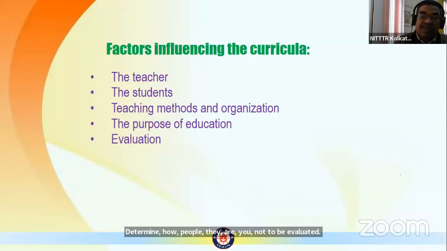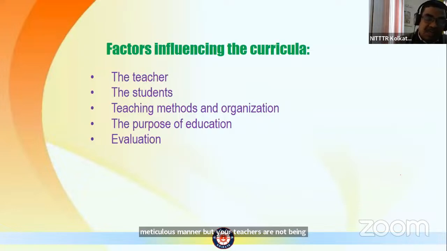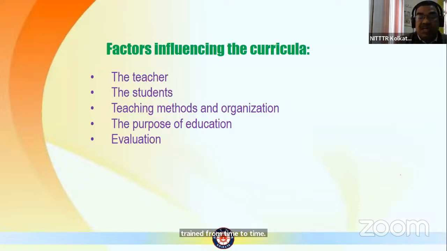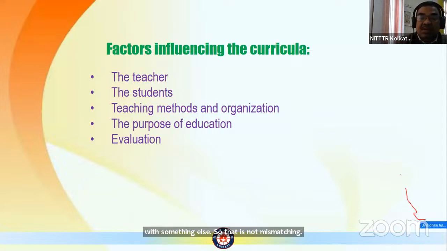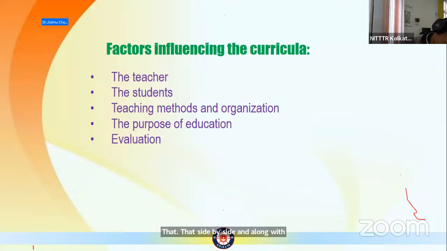The teacher, for example. The curriculum is being developed or revised from time to time in a meticulous manner, but your teachers are not being trained from time to time. Curriculum is something, but teachers are dealing with something else, so there is a mismatch. That's why the curriculum will not give you the desired result. Okay, that is one of the important factors. So side by side, along with curriculum revision and development, the teachers are to be trained from time to time.